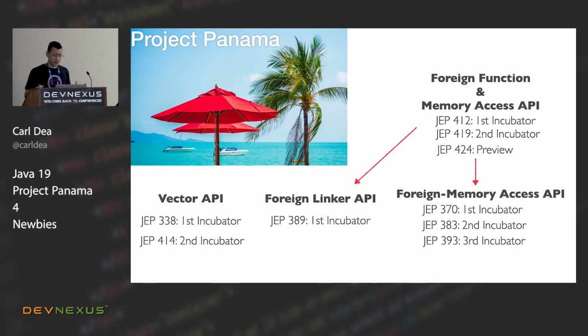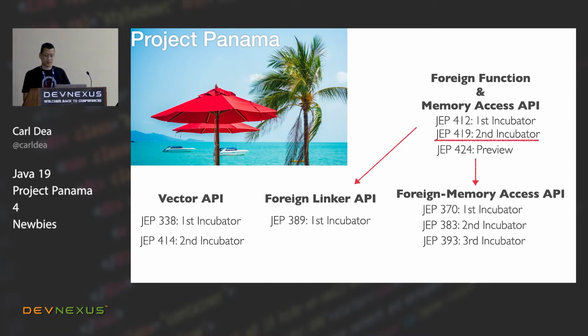So what is Panama? It's actually comprised of all these APIs and JEPs that exist from left to right. You see the vector API, the foreign linker API, and the foundational ones, the foreign memory access APIs. Last but not least, on the upper right, are the foreign function and memory access APIs, a culmination of all the ones beneath it. This talk is not about the vector API. The idea is that this is an umbrella project comprising all these native access abilities.